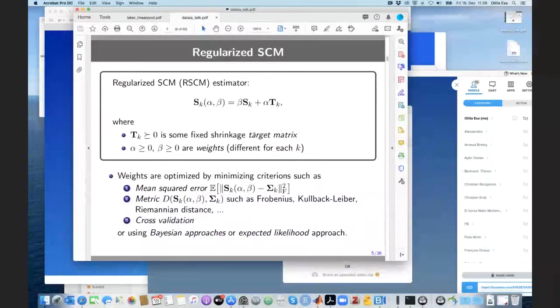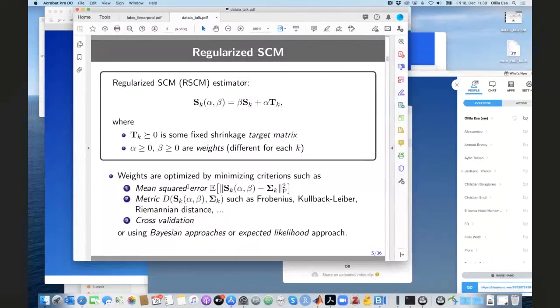And then there are also, you can come up with this estimator using a Bayesian approach. And that would be a totally different approach. Or you can also use the likelihood approach, which is also common, so expected likelihood approach. And so there are basically 5 approaches that are commonly used in the literature to choose these weights.